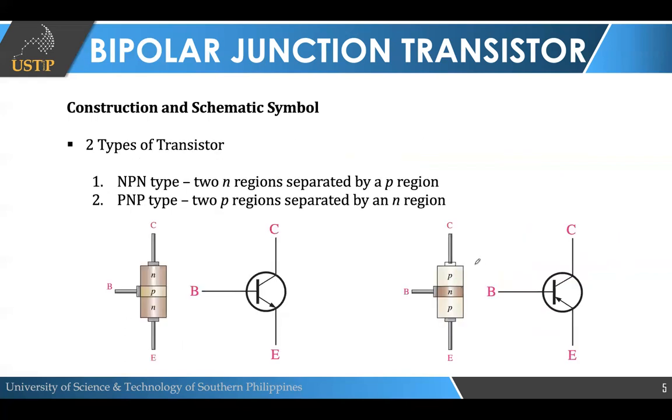Okay, moving on. So as I've mentioned before, there are 2 types of transistor. So we have the NPN type. Okay, very straightforward NPN. Okay, ang majority carrier sa N is unsa man? Electron. And then for P, the hole, and then N again electron.